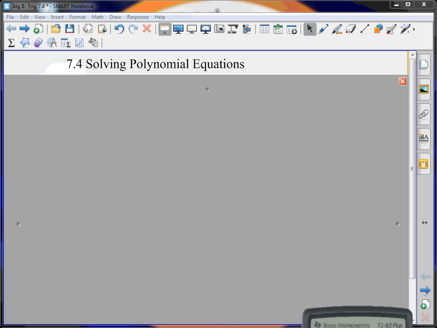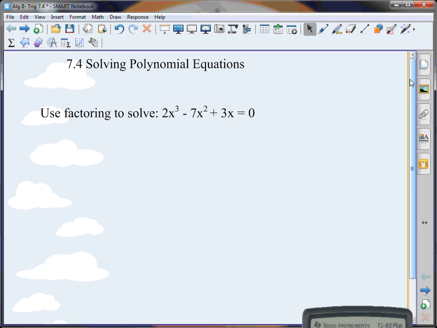7.4, solving polynomial equations. We're going to use factoring to solve 2x cubed minus 7x squared plus 3x equals 0.